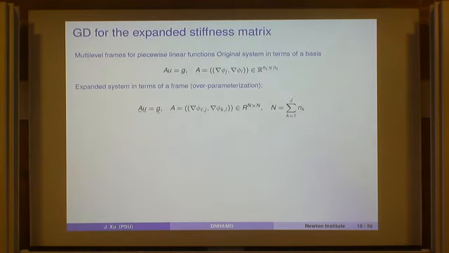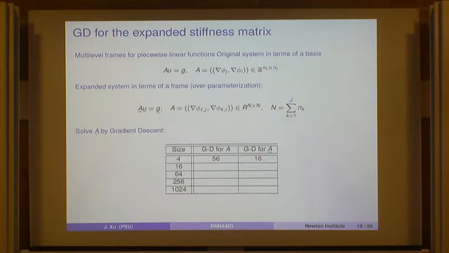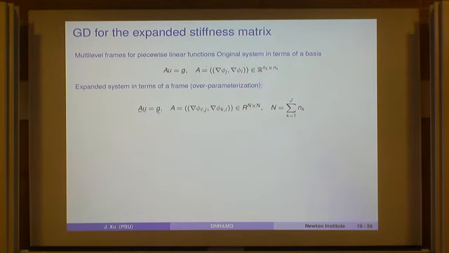Let's do 2D, so you get an idea. You do the standard kind of stiffness matrix. Here you do the expanded kind of frames. Now you do the gradient descent method for both of them. This is like 3x3, and this is like 4x4 in my simple examples.